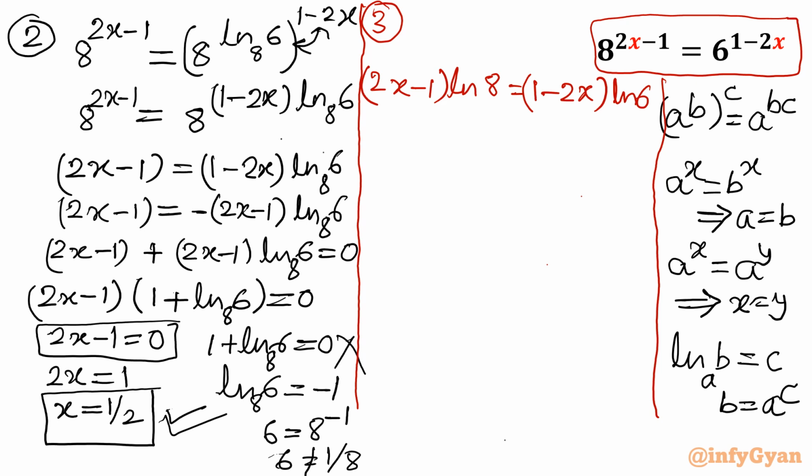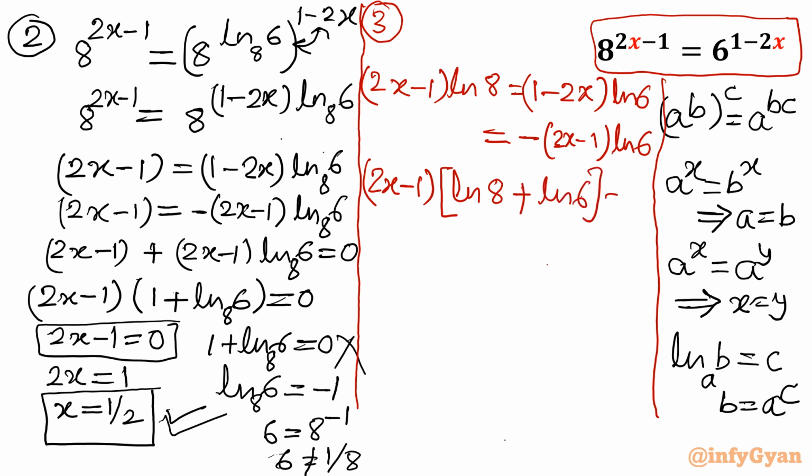Okay, take minus common from the right side, so it will be 2x minus 1 ln 6. Take all the terms to the left, so 2x minus 1 I will take common after taking the left-hand side, then it will be left with ln 8 plus ln 6 is equal to 0. So either 2x minus 1 will be 0 or ln 8 plus ln 6 should be equal to 0.